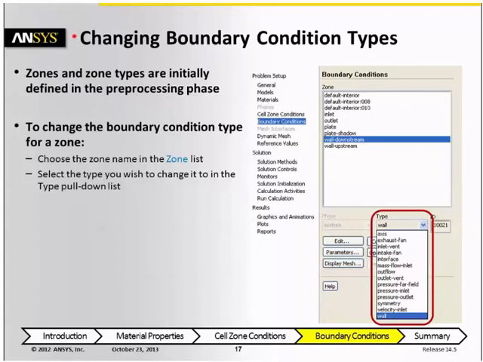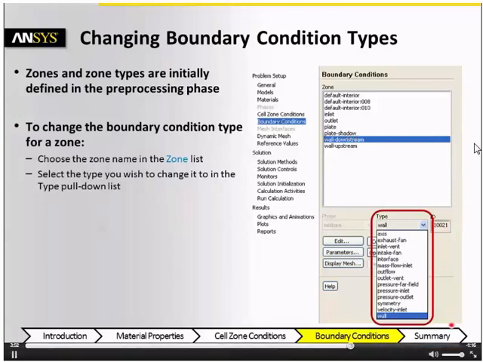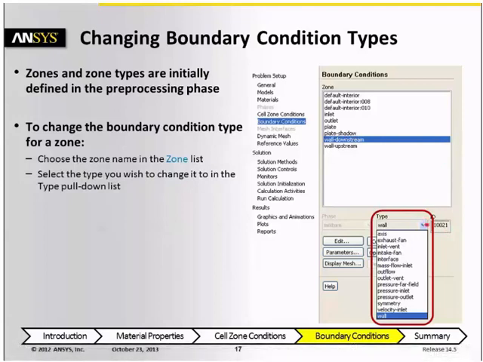Boundary zones and the boundary types are initially defined in the pre-processing phase, but it is possible to make changes to the boundary types after the mesh has been read into Fluent. In order to do this, you want to select the zone that you want to change in the list by left-clicking, and then simply select the new type of boundary from the drop-down list after you click on the arrow here.